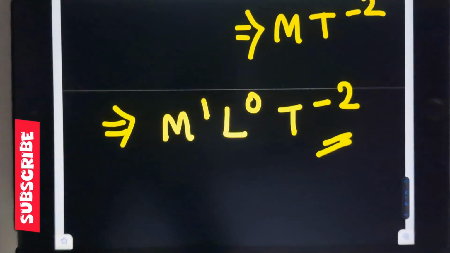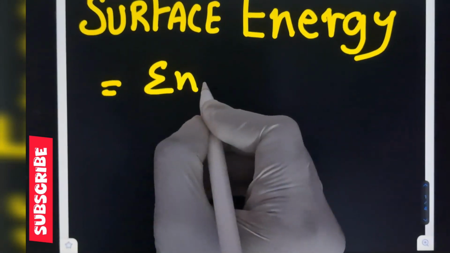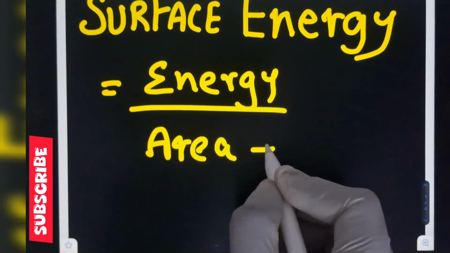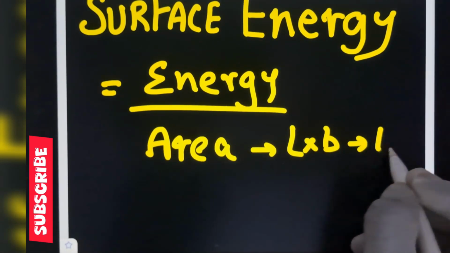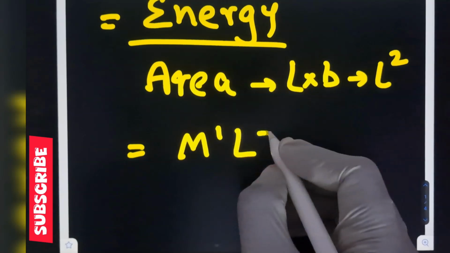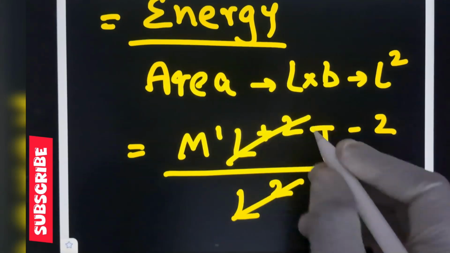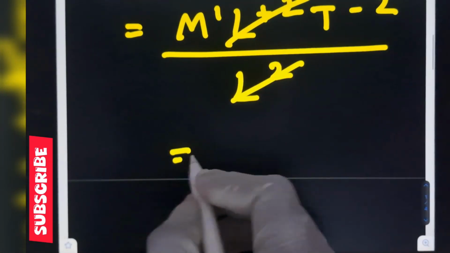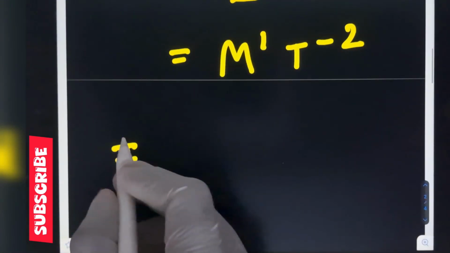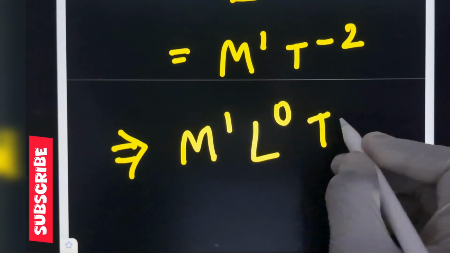Dimensional formula of surface energy. The surface energy formula is energy by area. You can check the energy dimension formula in our channel in the playlist, and the area is length into breadth, and it is L square. The energy dimensional formula is m L power plus 2 t power minus 2, divided by area, which is L square. L square gets cancelled, and finally it is m power 1 t power minus 2. The dimensional formula of surface energy is m power 1 L power 0 t power minus 2.